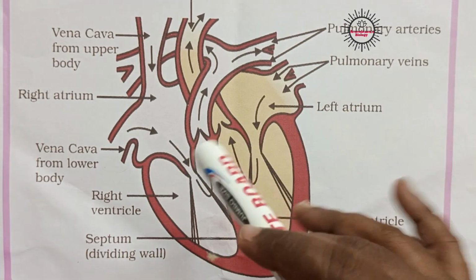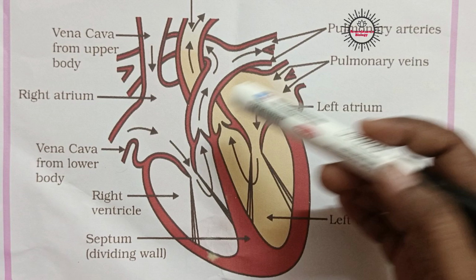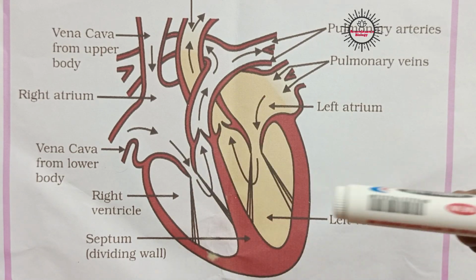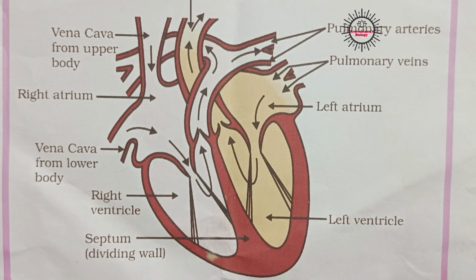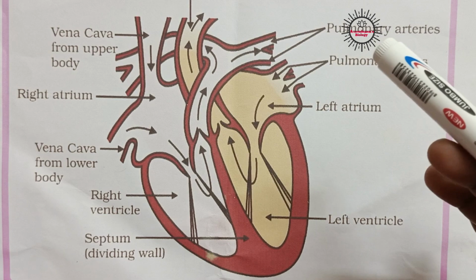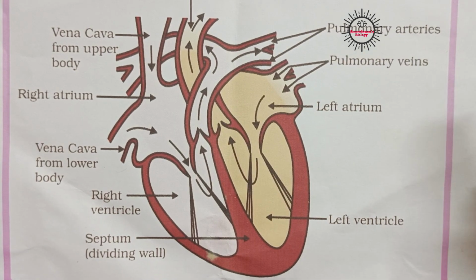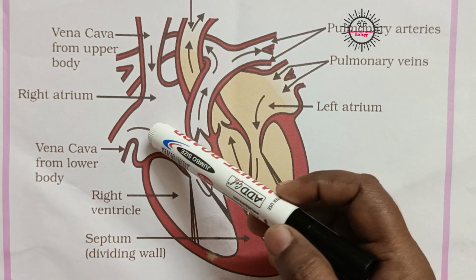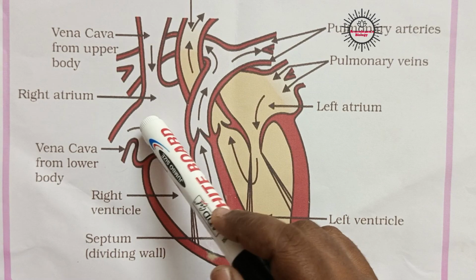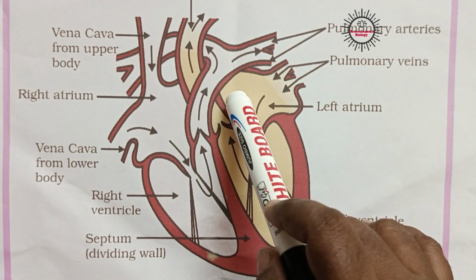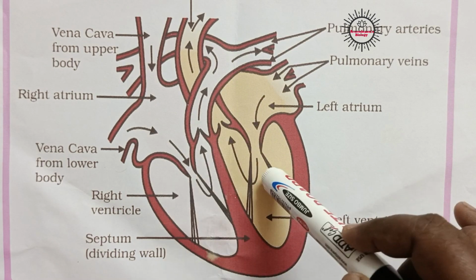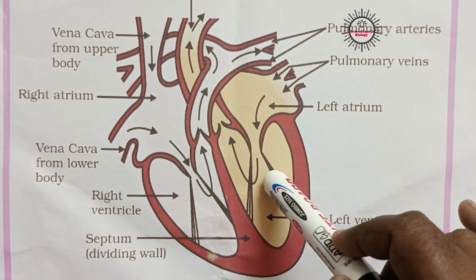So in order to prevent the mixing of these two types of blood, we have different chambers in our heart. We have totally 4 chambers. These two upper chambers are called atria. These two lower chambers are called ventricles.